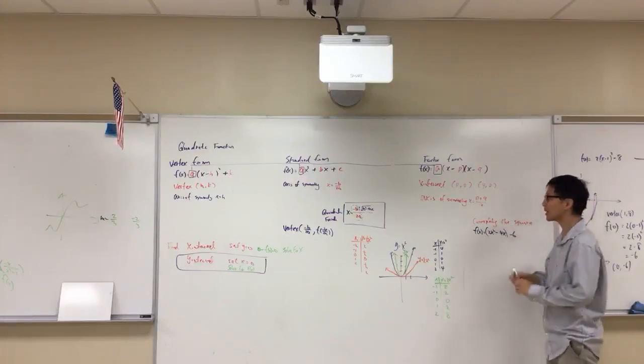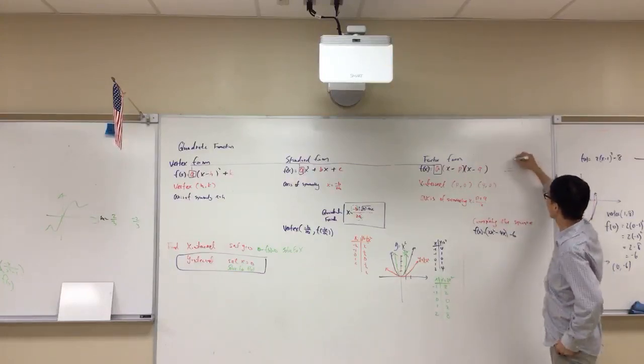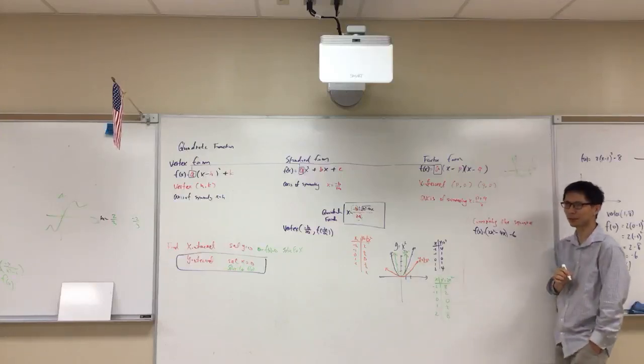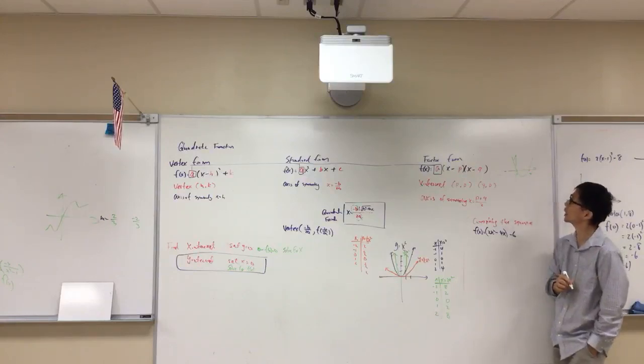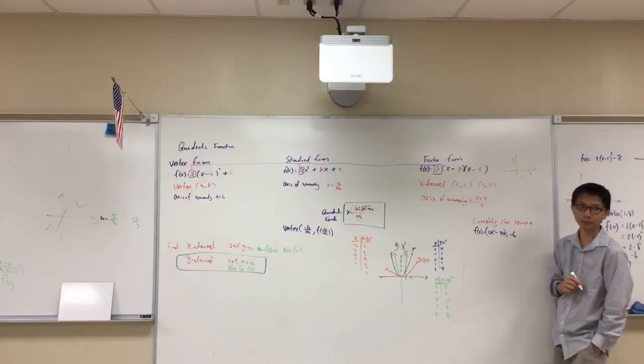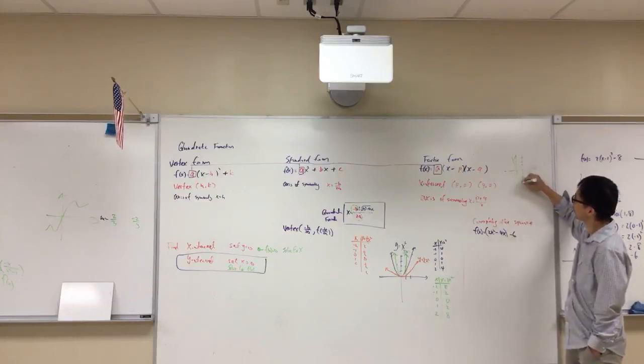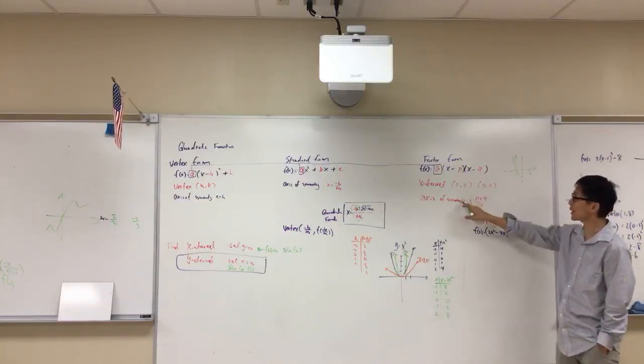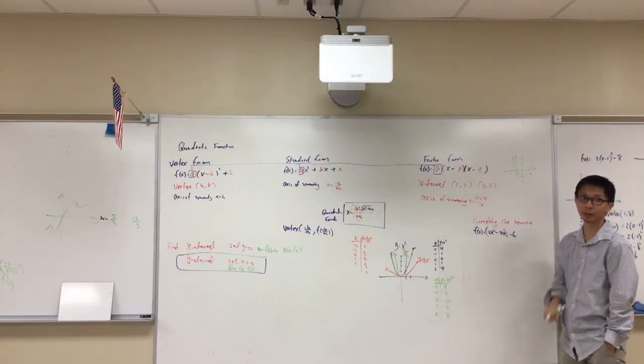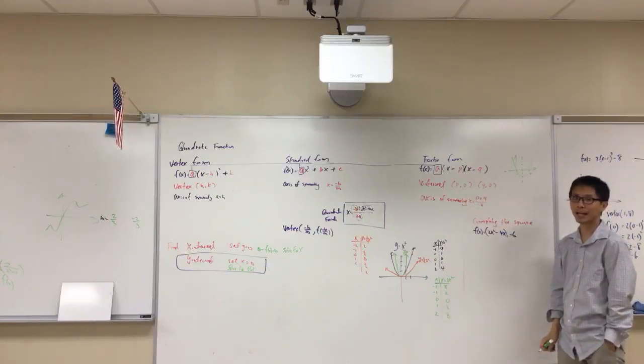If you have two x-intercepts, let's say they're 1 and 10. Where is my axis of symmetry? 5.5, it's right between. So that's your axis of symmetry. The axis of symmetry is p plus q divided by 2.